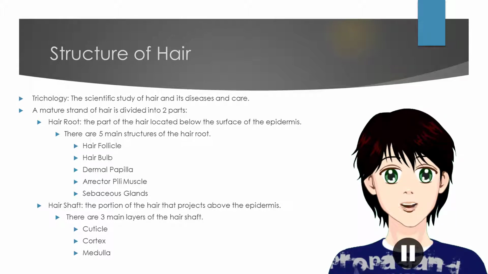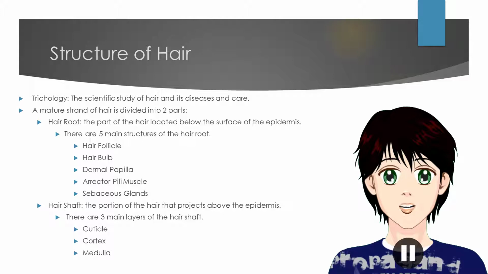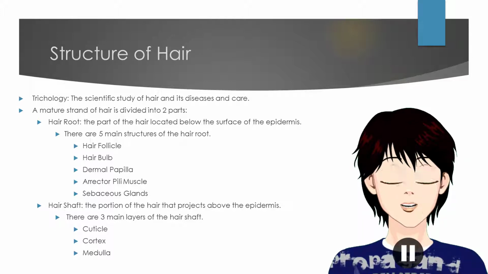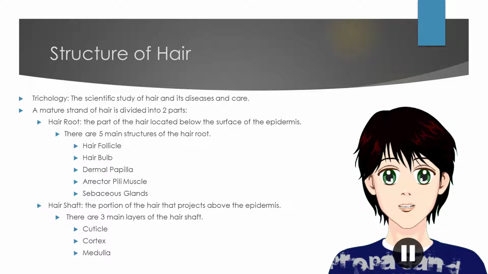The hair shaft is the portion of the hair that projects above the epidermis, and is the portion of the hair that we see and touch. There are 3 main layers of the hair shaft: the cuticle, the cortex, and the medulla.